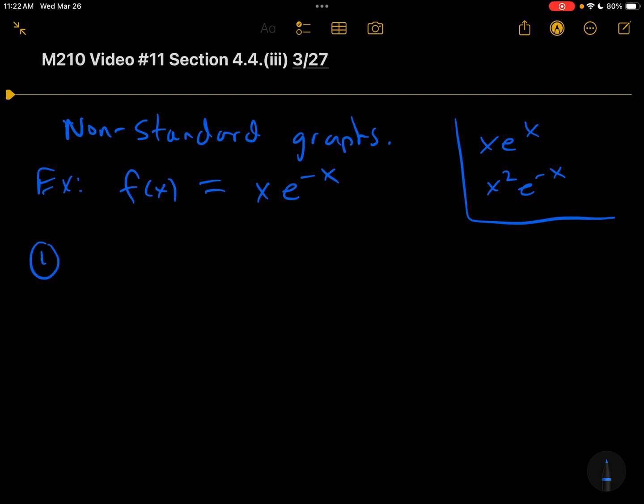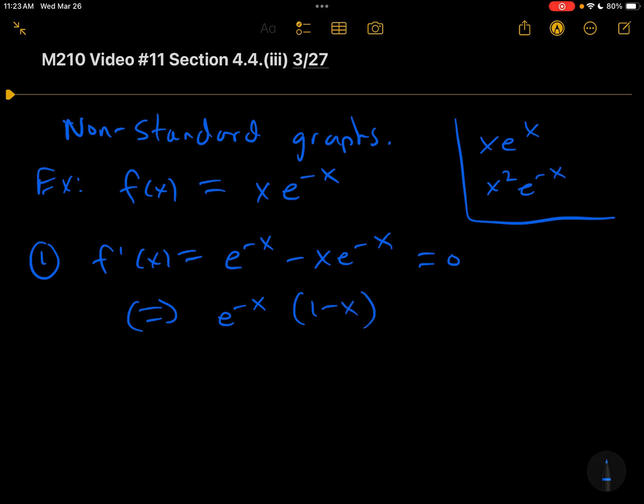So we're just going to go through all of our steps. The first derivative here is e to the minus x minus x e to the minus x. Set this equal to 0. If and only if e to the minus x times 1 minus x equals 0. And this gives us a critical point at x equals 1. And remember, e to the minus x is greater than 0 for all x.